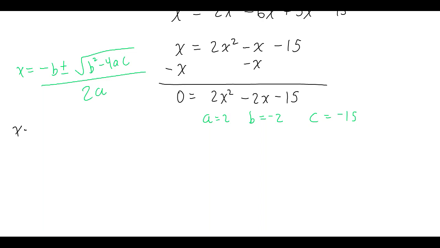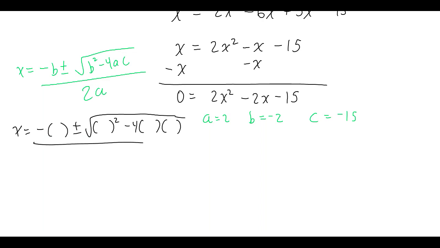x equals negative b plus or minus the square root of b squared minus 4ac, all over 2a. So now, let's see, a is 2, plug those in. b is negative 2, plug those in. c is negative 15, plug that in there. Alright, so let's simplify this.